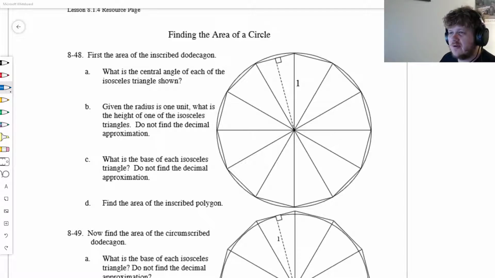So today we're doing 8.1.4. We're talking about finding the area of a circle and estimating an approximation of pi. Now, the way that Archimedes did this is he had both a circumscribed and inscribed dodecahedron, and found the areas of these two figures and used them to figure out what pi was.